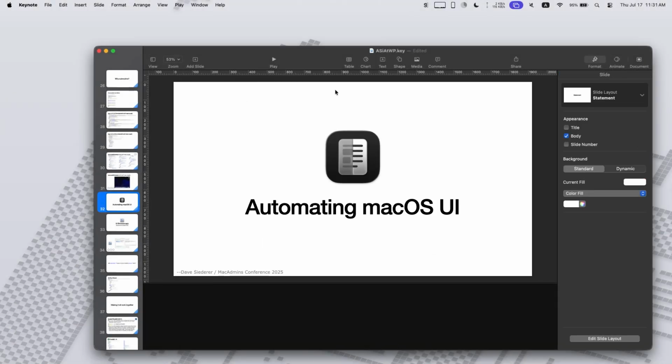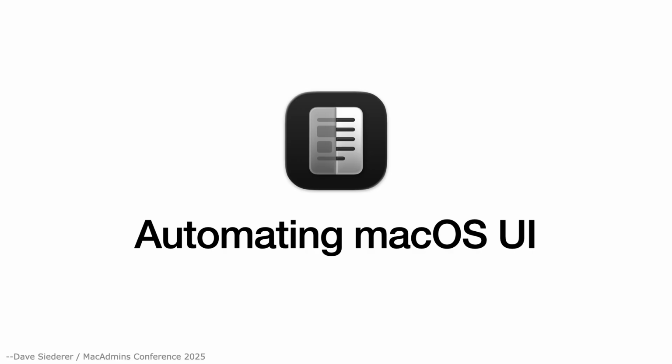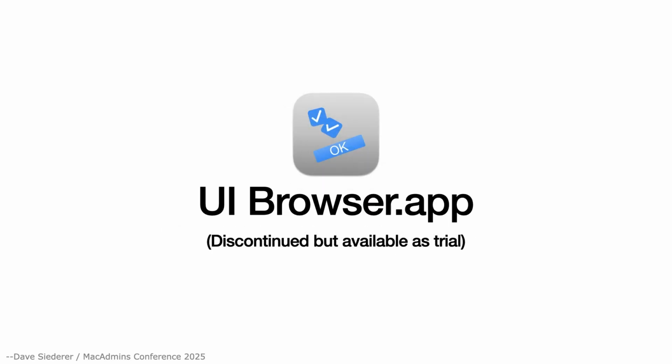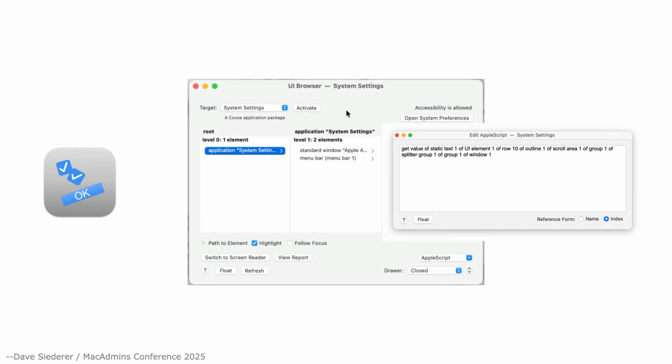Sorry. For real this time, we're going to talk about automating macOS UI. And I am going to talk about another piece of software that I use quite a bit. Honestly, it's a little bit strange because UI Browser is technically discontinued. It is available as a trial and is probably the one thing that I use the most when it comes to figuring out what that thing is that I'm looking at on screen. What you can do is get an idea of where something is by just passing a highlight. Weirdly enough, the highlight does not show up on a screen recording, so that was an interesting discovery.